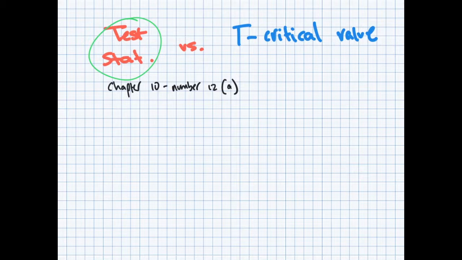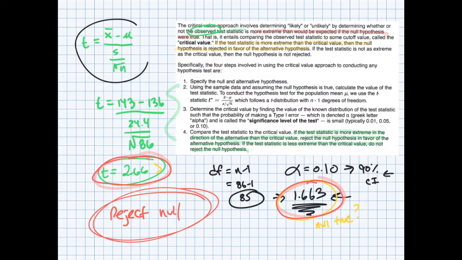So in this specific example that we were looking at, the test statistic was 2.66, and the t-critical value was 1.663. The critical value was found using the degrees of freedom and alpha, the level of significance. The test statistic was found using the formula up here. Once we found both, we saw that the test statistic was more extreme, thus we rejected the null.